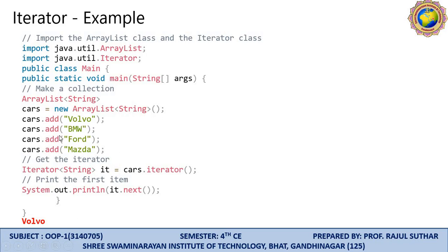cars.add Volvo. First we have added Volvo. cars.add BMW. cars.add Ford. cars.add Mazda. So get the iterator: Iterator of String it equals cars.iterator. This method is required, and with it we generate the iterator by using the iterator method. So how can we print? By using System.out.println, where it is the object created for the iterator, it.next. So the output is Volvo. Let me check this example in NetBeans.